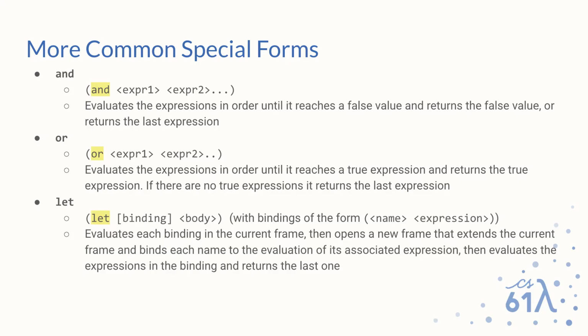Or is very similar, but in this case, you would short circuit either at the first truthy value or you go all the way down to the last falsy. So with the same examples, true, false, you're running or with them, you would break once you find the true in the beginning. If you had something like false, false, you return the last falsy value.